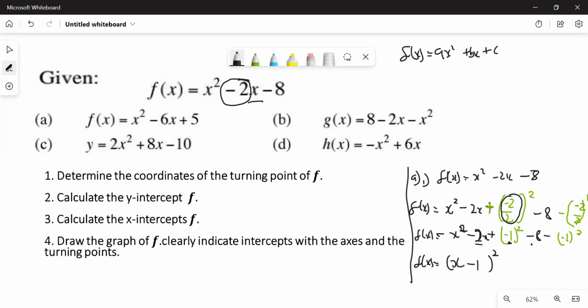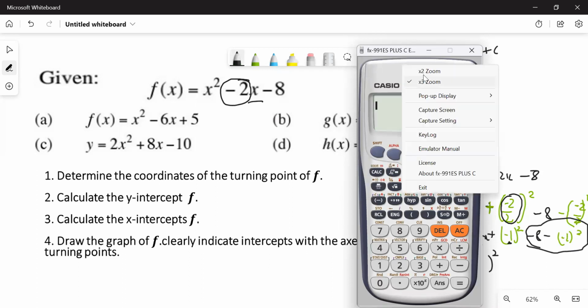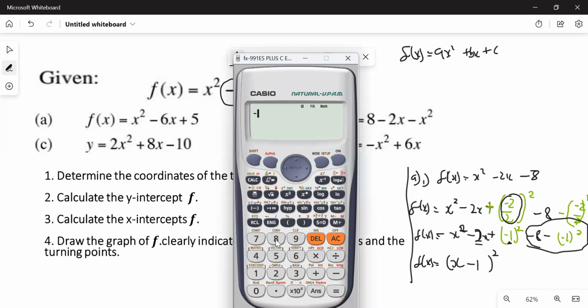I'm still fine. Okay. And then after that, I'm simply going to type this in my calculator. This part here, these two are like terms, I can add them. So if I type this in my calculator, here's what I'm going to have. I am going to have minus 8, minus 1 all squared. It gives us minus 9.